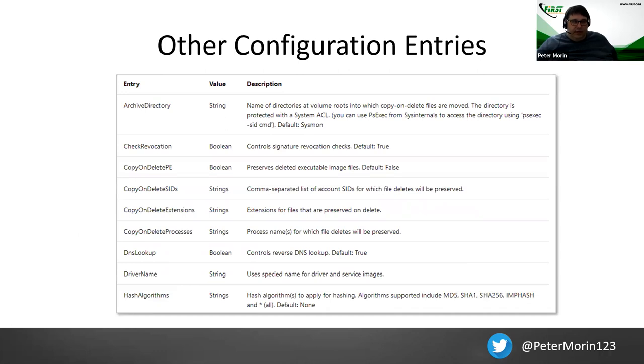Other configuration entries: you could set an archive directory where copy on delete files are moved, check revocation, copy on delete PE, which preserves the deleted executable image files, DNS lookup, which controls reverse DNS, driver name, hash algorithm, and so on. These are all configuration items that are kind of global configuration items, as opposed to specific rules you're going to set up in the system.